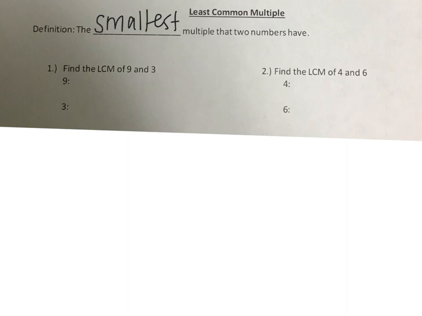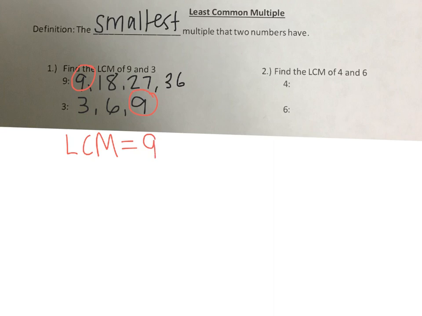So for 9, we'll start by writing multiples of 9. So 9, 18, 27, 36, and let's just stop there and see if we went far enough. So our multiples of 3 start with 3, 6, 9, and look at that. We have our least common multiple, the number that is the smallest one in common, is the number 9. So our LCM of 9 and 3 is 9.